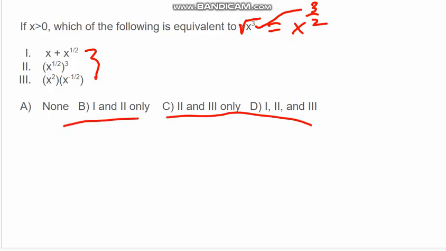And I think this is very difficult because the answer choices are all kind of similar and you have to kind of pick and choose. All right, let's go through each one. This first one, number 1. X plus x to the 1/2.